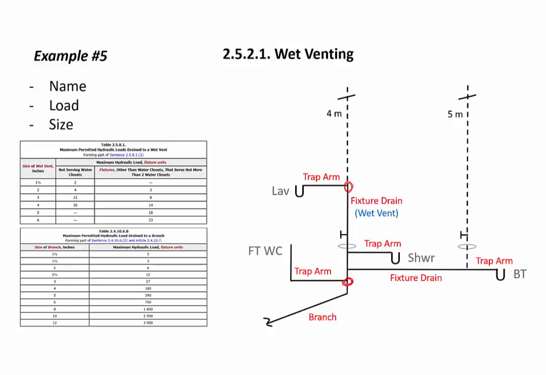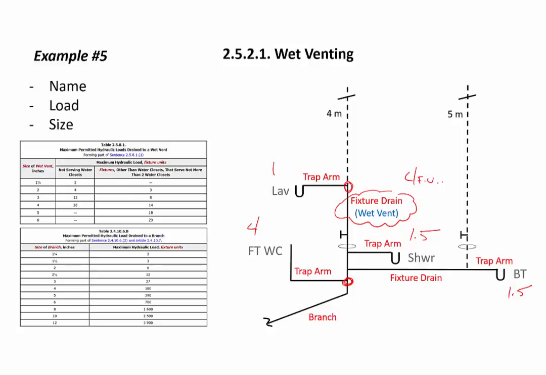Loads from table 2493: 1 for the lav, 4 for the water closet, 1.5 for the bathtub, 1.5 for the shower. Total load on the wet vent is all load draining into the wet vent, and we do have to include the separately vented trap arm. So the load to be accommodated here is 4 fixture units. We don't include the water closet, but everything else is included.